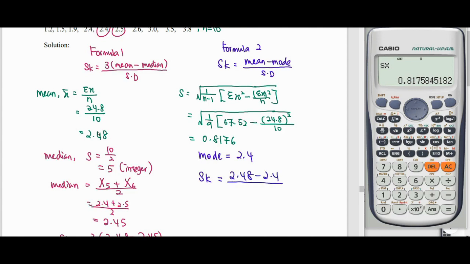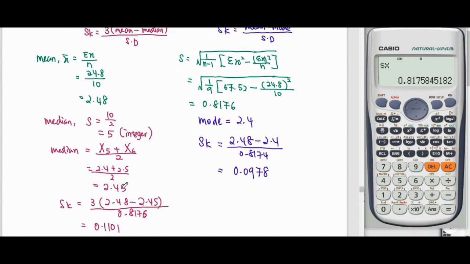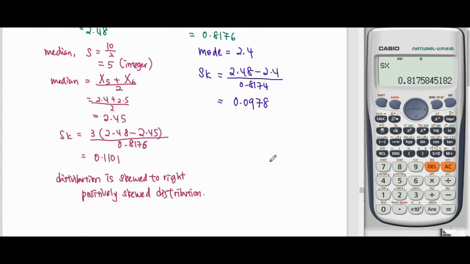over standard deviation. So of course, a different formula will give you a different reading, but the result will still be the same. Both will guide you to the distribution where it is positively skewed, or you can write skewed to the right because the reading is positive.